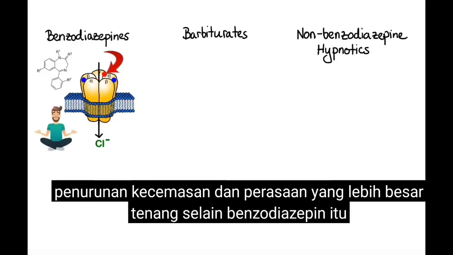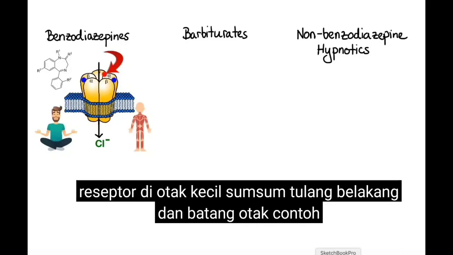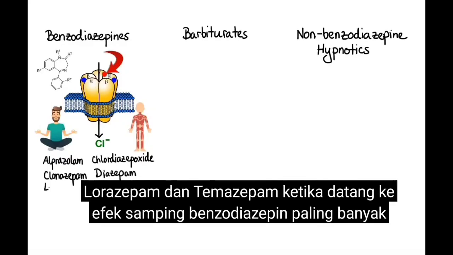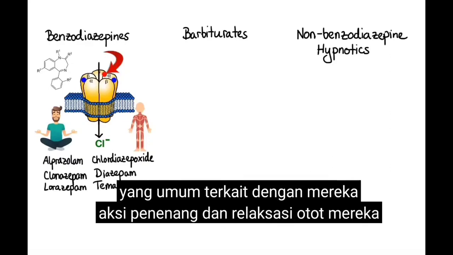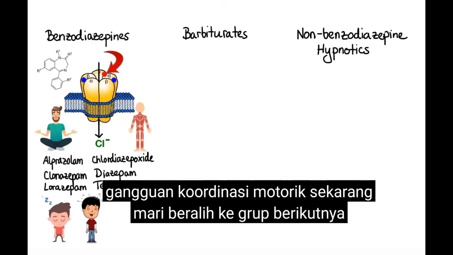In addition to that, benzodiazepines can also produce mild muscle relaxation as a result of their action on GABA receptors in the spinal cord, cerebellum, and brainstem. The examples of benzodiazepines are alprazolam, chlordiazepoxide, clonazepam, diazepam, lorazepam, and temazepam. When it comes to side effects of benzodiazepines, the most common ones are related to their sedating and muscle relaxing action. They include drowsiness, dizziness, decreased alertness and concentration, as well as impairment of motor coordination.